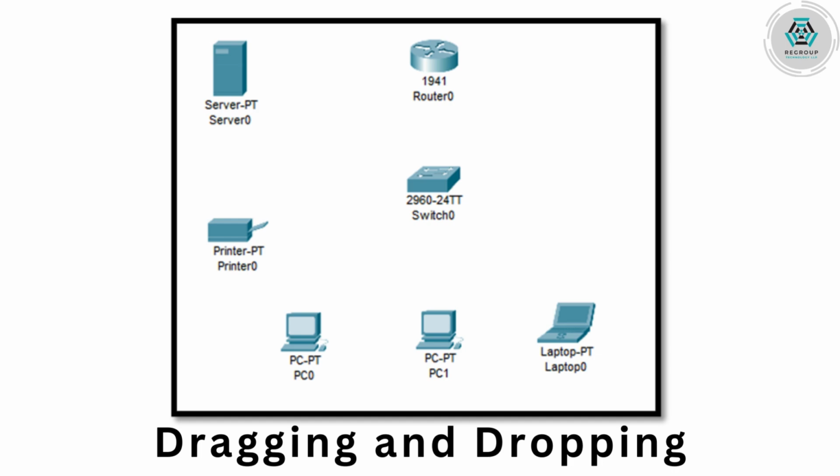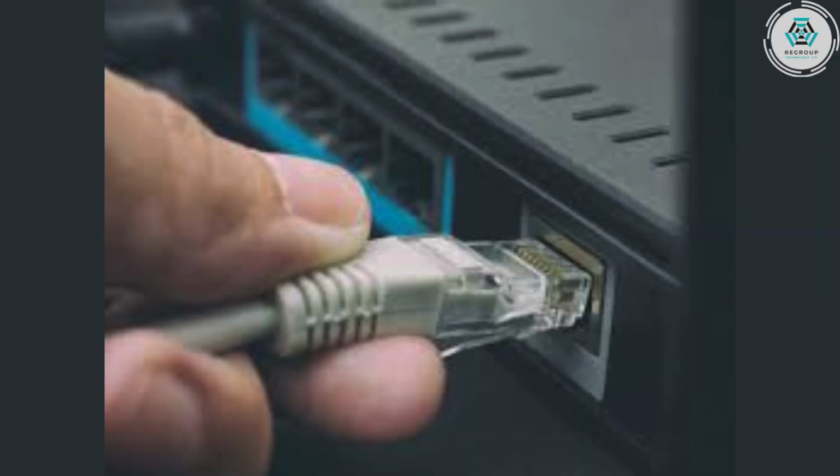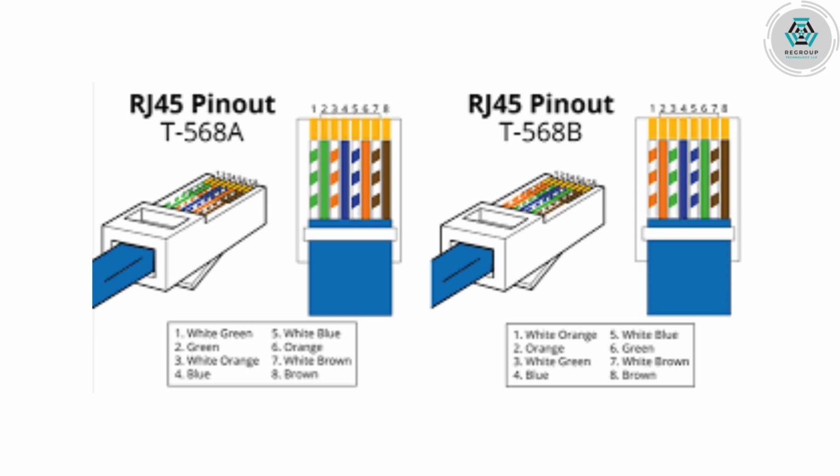Connecting devices. 1. Understanding connections. Cables. Cables are essential for connecting and transmitting data between network devices. Common types include 1. Ethernet cables. Copper straight through, used for connecting different devices, for example, PC to switch. Copper crossover, used for connecting similar devices, for example, switch to switch.